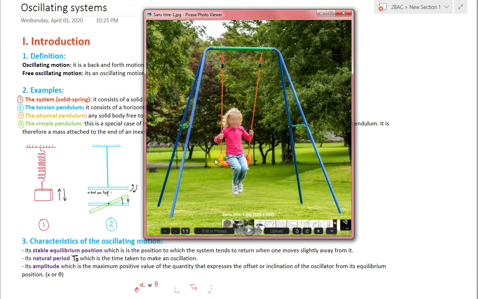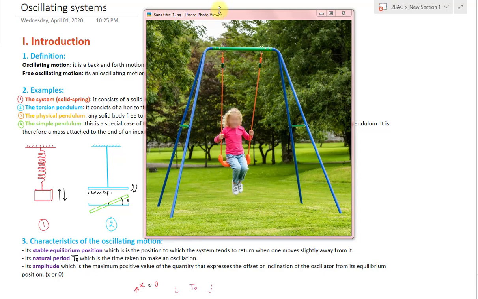So if someone pushes the swing initially and then lets it go, and no longer intervenes, in this case we call it a free oscillating motion, meaning there is no one giving an energy input to the system. The system will keep oscillating by itself until it stops if there is friction, which we will see later.